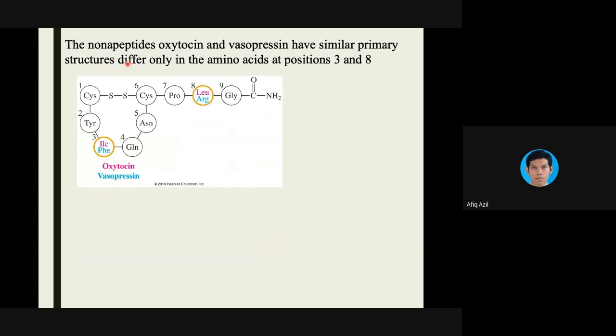So the nonapeptides of oxytocin. If you notice, oxytocin is a type of hormone, or some also call it the happy hormone, and vasopressin have similar primary structures, differing only in the amino acid at position 3 and position 8.